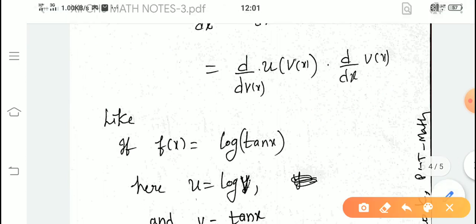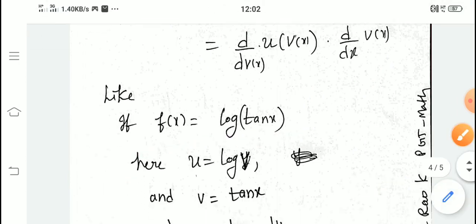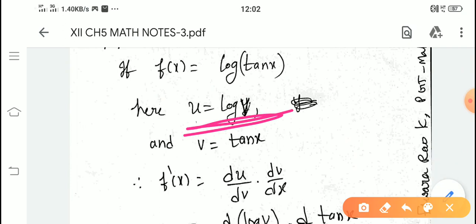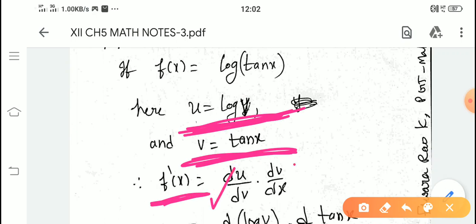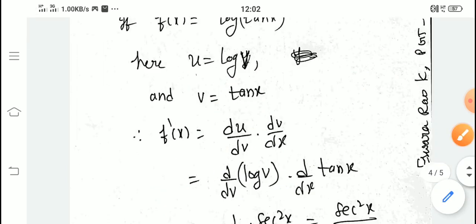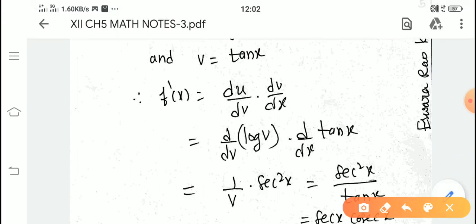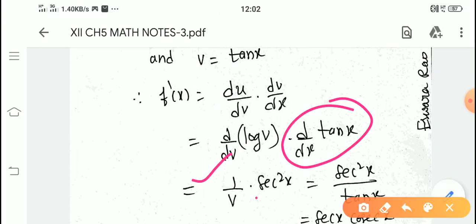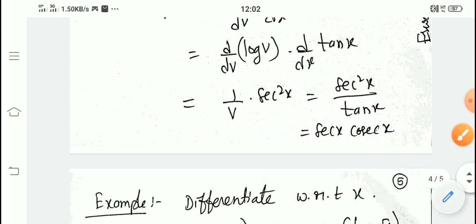If f of x is equal to log tan x, what is its derivative? Take u is equal to log v, where v is equal to tan x. So f dash of x is equal to du by dv into dv by dx, because u is equal to log tan x. So the derivative of log v is 1 by v, and the derivative of tan x is secant square x. What is v? Substitute it back, tan x. So we get the answer.